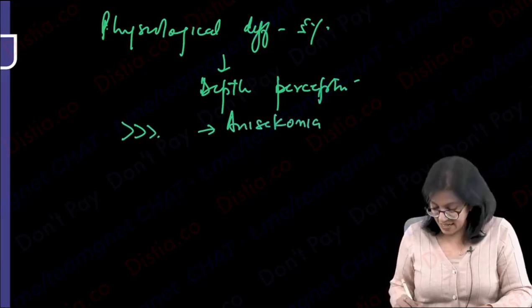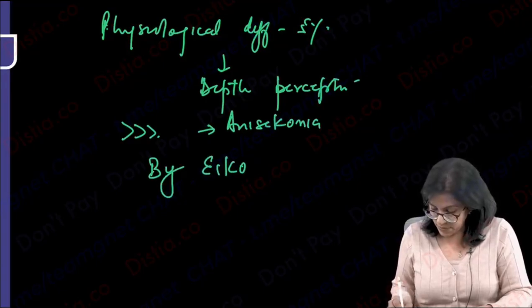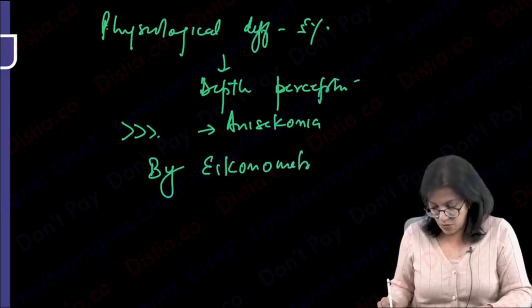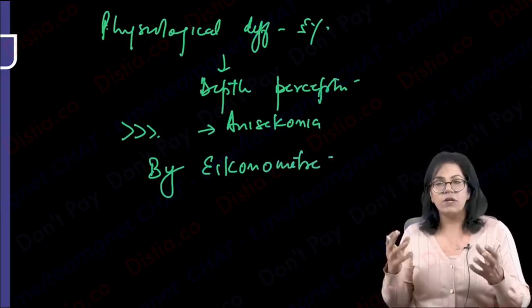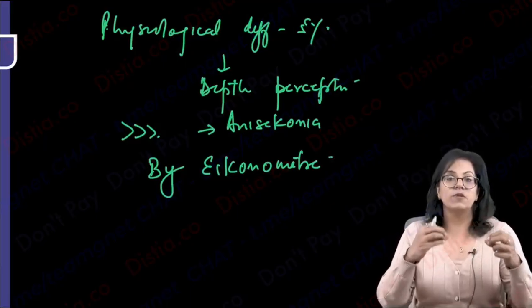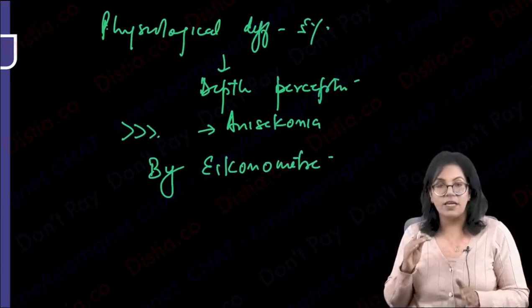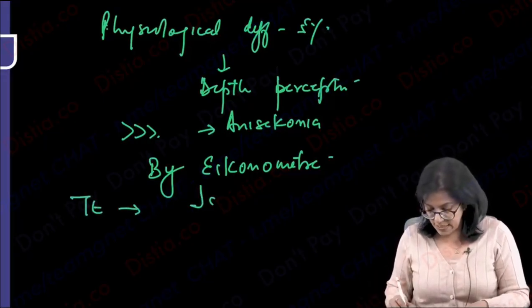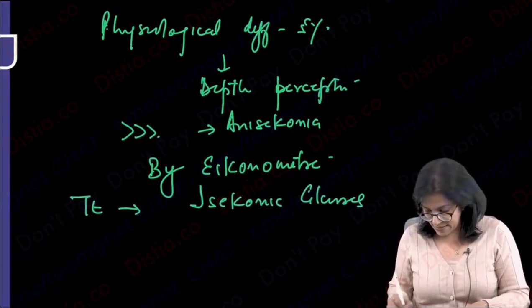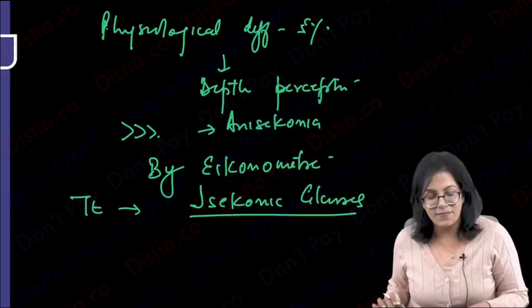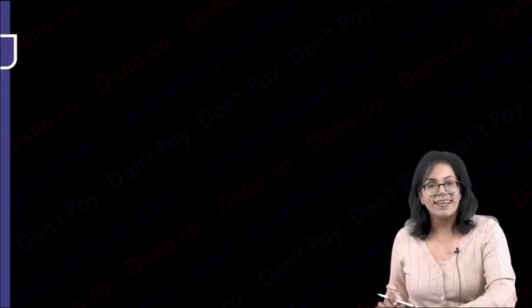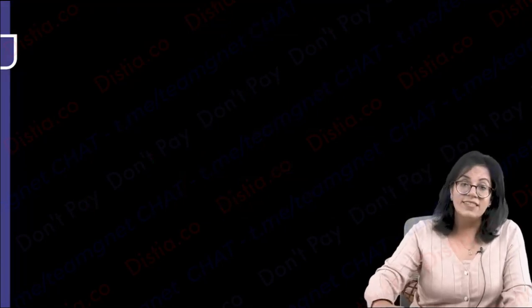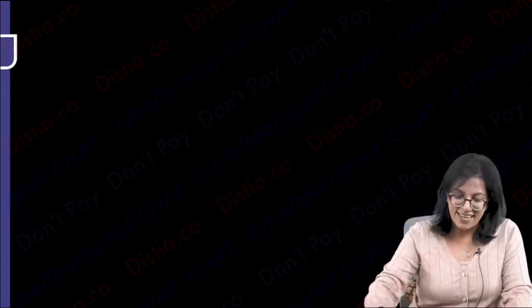How do you measure it? The name of the instrument is the aniseikonia meter. And how do you treat it? What we do is, for the eye with a smaller image, we put a magnifying glass to make it equal to the other eye. So the treatment becomes iseikonic glasses. It is iseikonic glasses. Okay? That was about aniseikonia, and these are the different refractive errors.